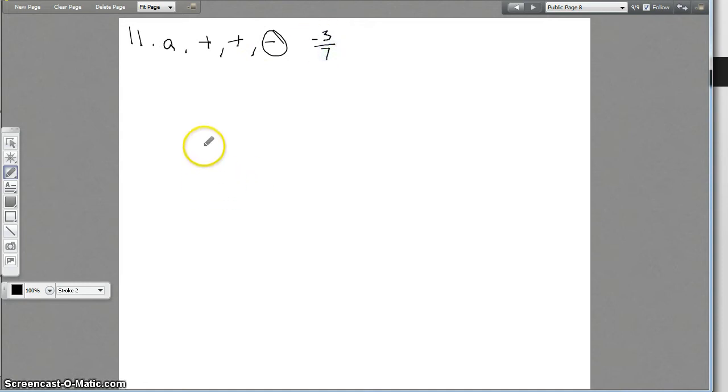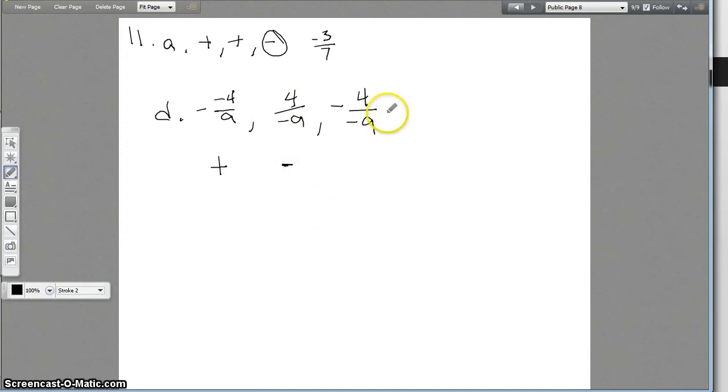I'm going to do just one more, part D. For part D, we have negative of -4/9. We have 4 over -9. And then we have negative of 4 over -9. So looking at this first fraction, we have a negative of a negative. That gives us a positive. Second fraction, we have a positive divided by a negative. That's a negative. The last one, we have a negative of a negative, and that gives us a positive.